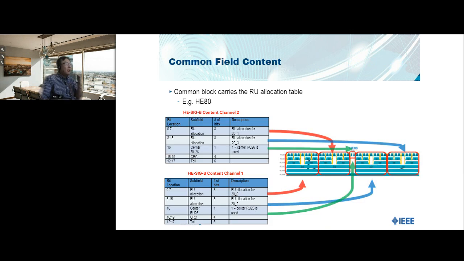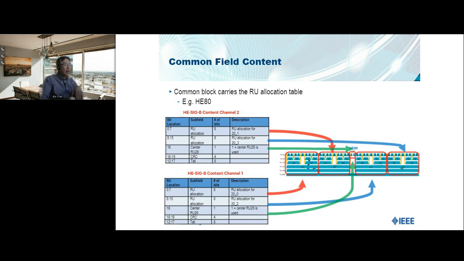So how is this 80 MHz, how are these content channels or resource blocks assigned? This is done in the common field in the HE-SIG-B, okay? Let's give an example. Remember, we have two content channels here. If you look at the block, we transmit an HE 80 packet here. We have two content channels. The first one is content channel 1, which corresponds to the first and third 20 MHz. And we have HE content channel 2, which you can see corresponds to the second and the fourth 20 MHz.